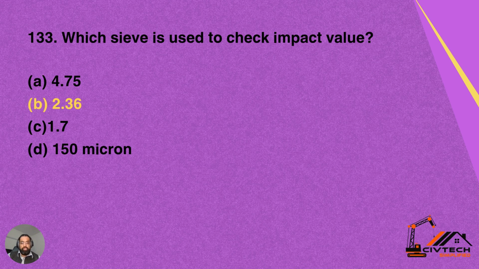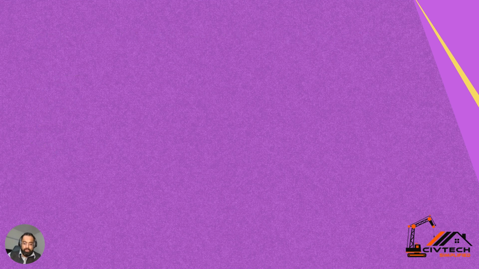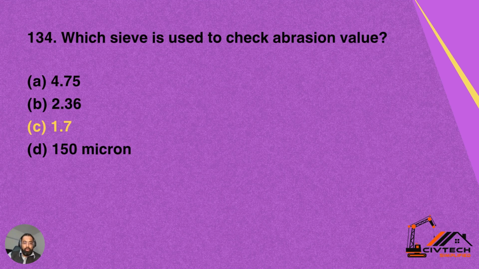133. Which sieve is used to check the impact value of aggregate? Option A is 4.75. Option B is 2.36. Option C is 1.7. Option D is 150 micron. So to check the impact value, the sieve used is 2.36. Option B is the correct answer for this question.